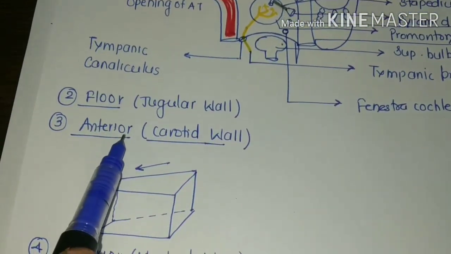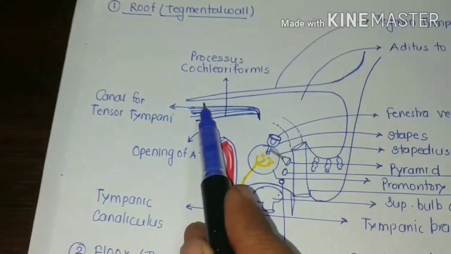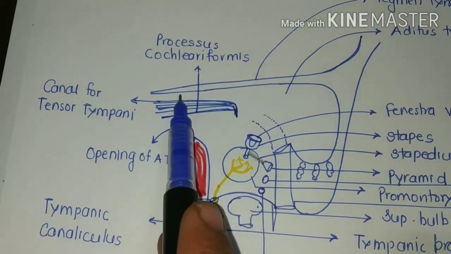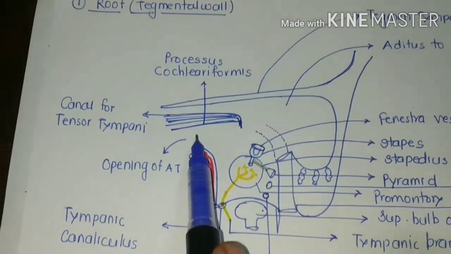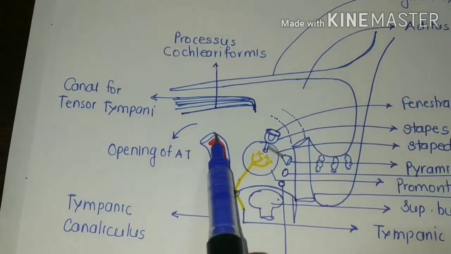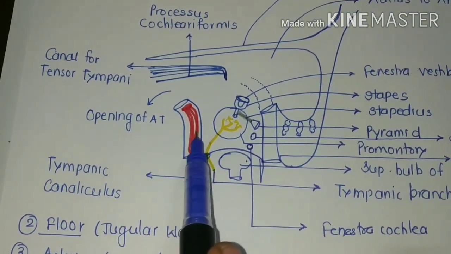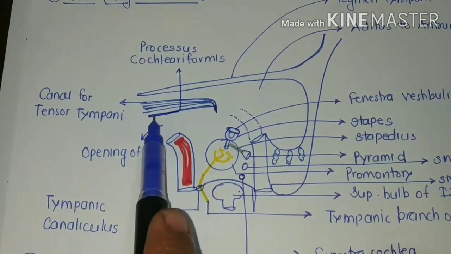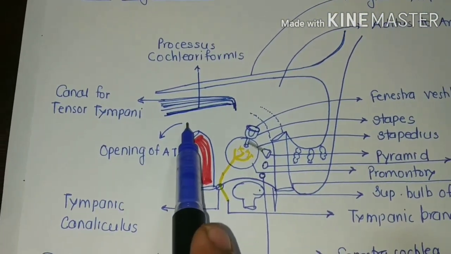Third, we have seen the anterior wall. It is also called the carotid wall, and we have seen its three parts: superior, middle and inferior. The superior part is the canal for tensor tympani. The middle part is the opening of the auditory tube, and the inferior part forms the posterior wall of the canal for the internal carotid artery and is responsible for separating it from the internal carotid artery. It also shows the presence of the processus cochleariformis, which is the partition between the two canals.